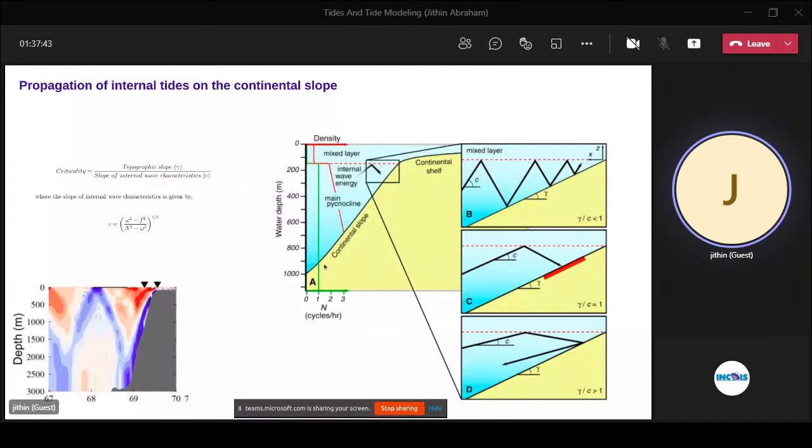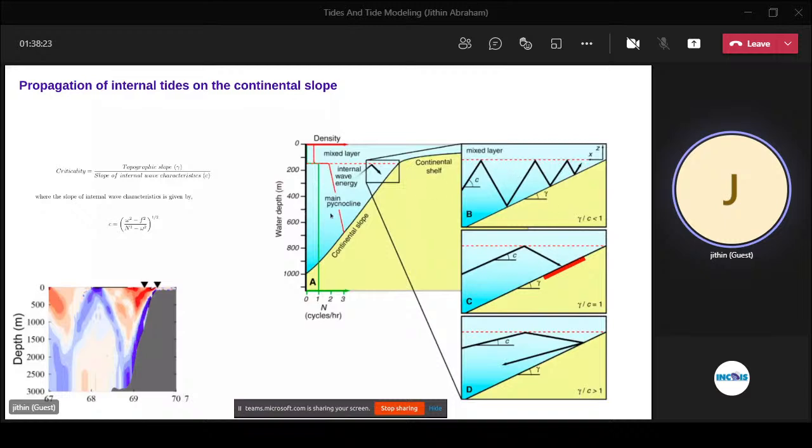When these continental slopes are very steep, these incoming internal tides will reflect back to the interior oceans. When the slope of the topography or continental slope and the slope of the internal wave characteristics are the same, the wave can break and generate turbulence on the continental slopes, or even scatter the internal tides into higher modes.